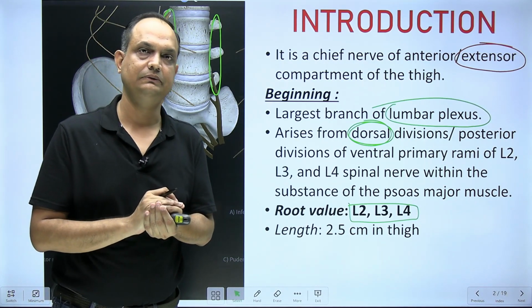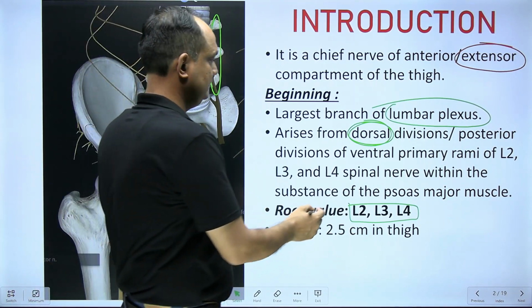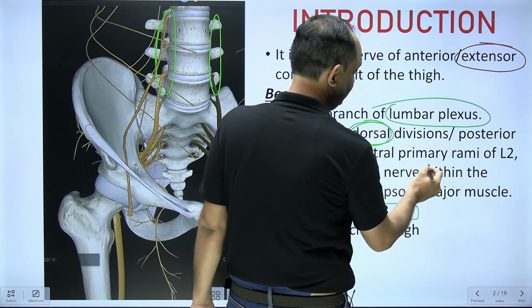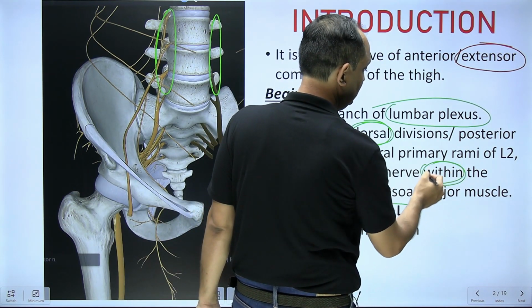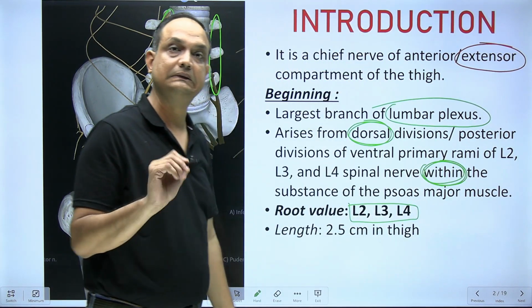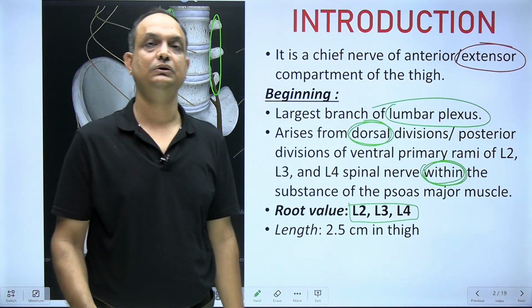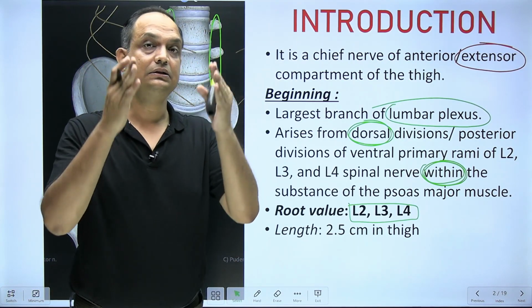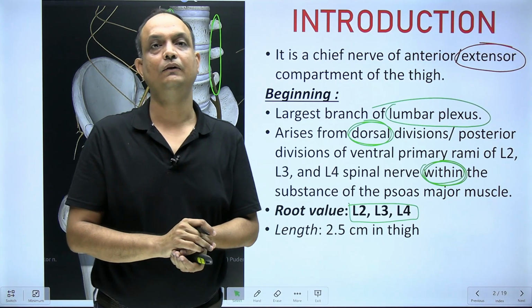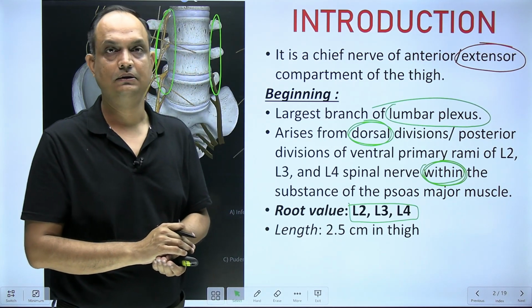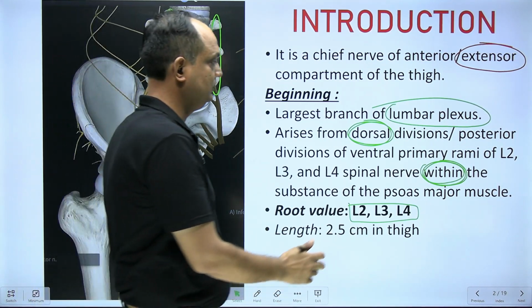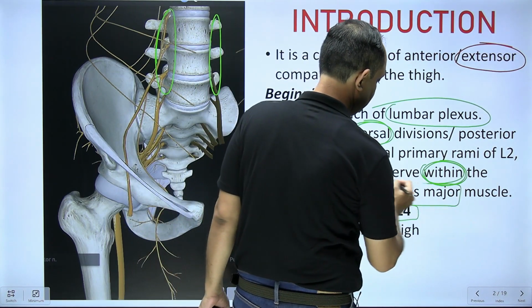Now when you see the origin of the femoral nerve, it is not at all visible. Why is it not visible? Because, my dear students, you have to understand that the formation of the femoral nerve is within a muscle, and that muscle actually surrounds the exit through the intervertebral foramina of the lumbar region, and that muscle is known as psoas major. What is that muscle?